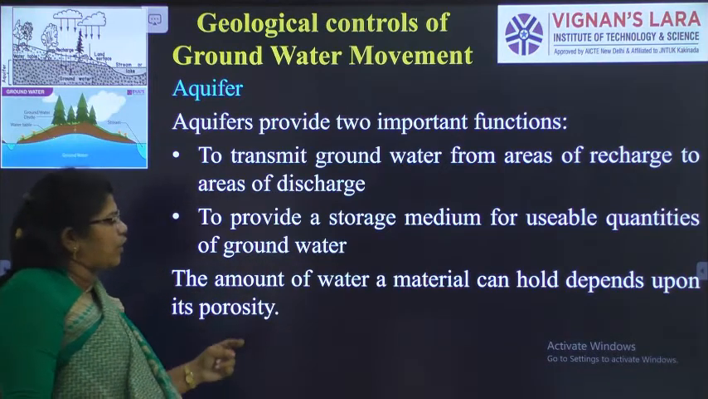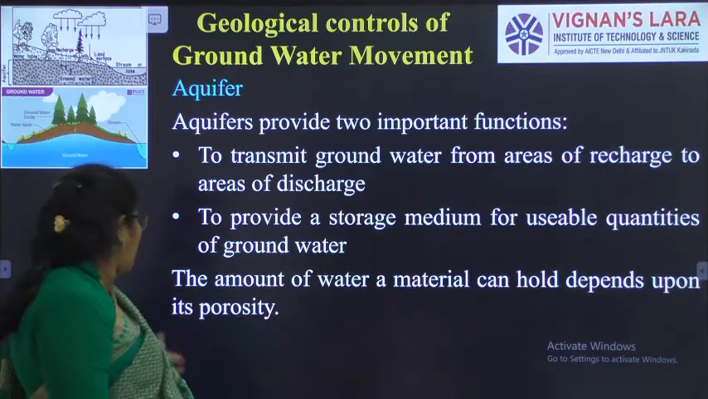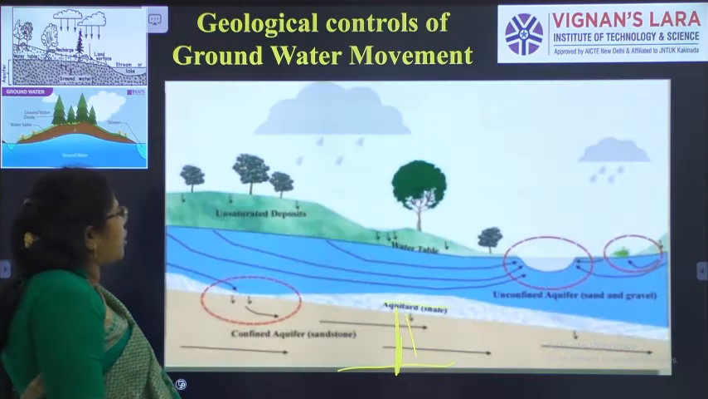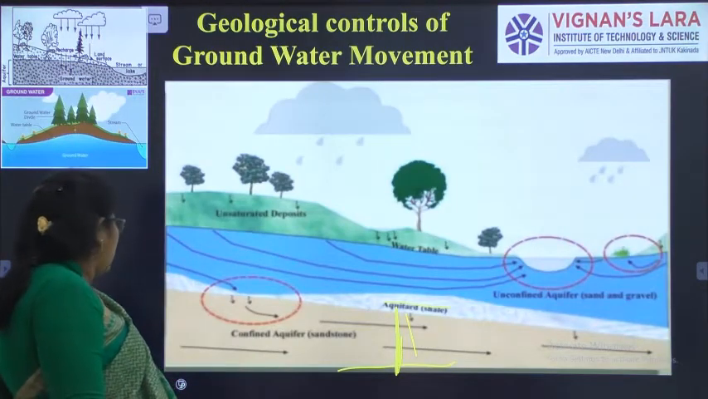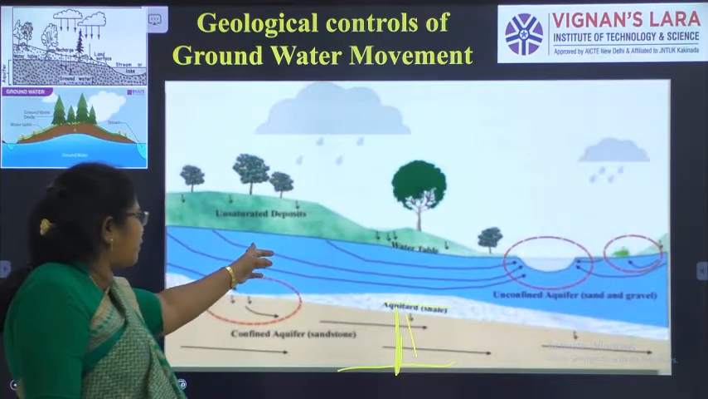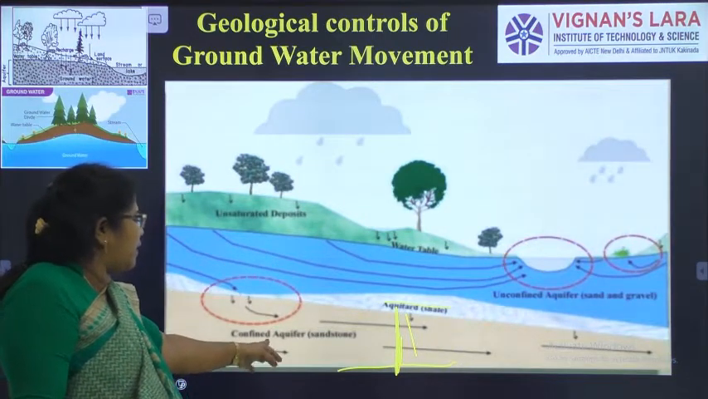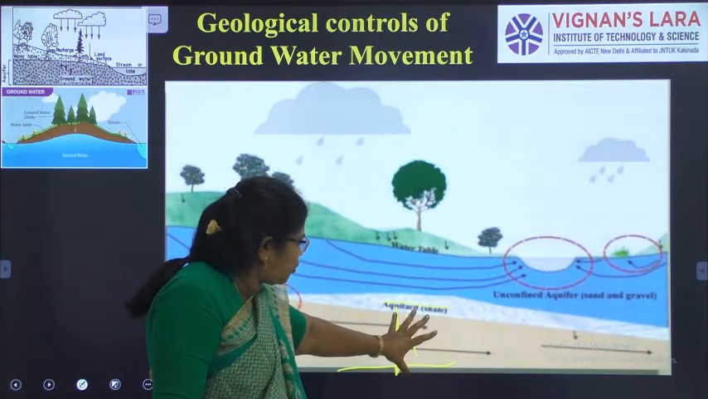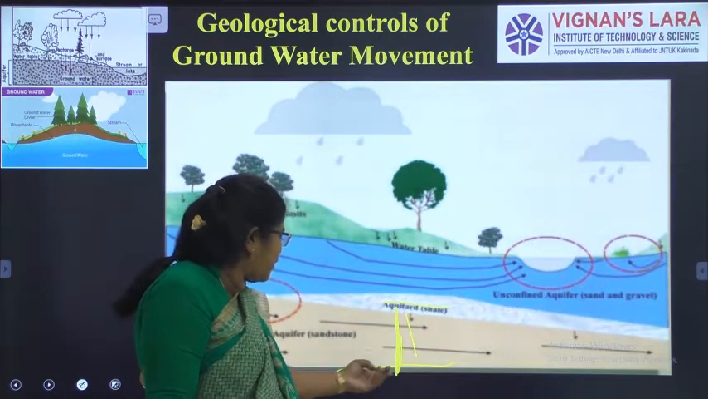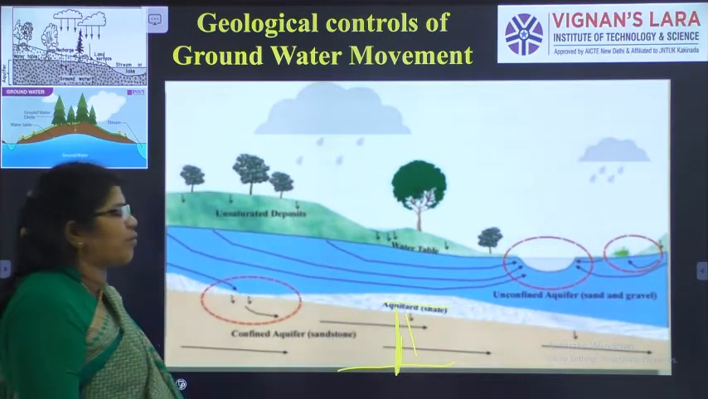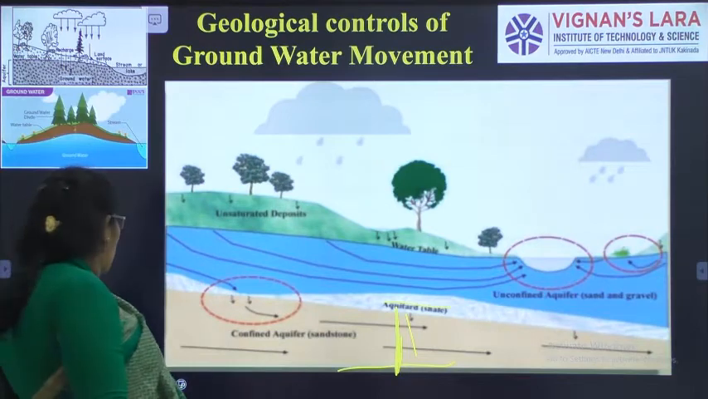The amount of water a material holds depends upon its porosity, as I told you already. So this is the unconfined aquifer. This is the unconfined aquifer. This is the aquifer. This is between two layers, we call it a confined aquifer. This bottom layer is made up of mostly clay. We call it an aquifuge.